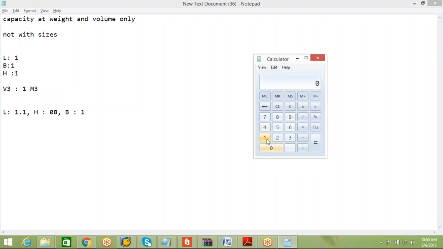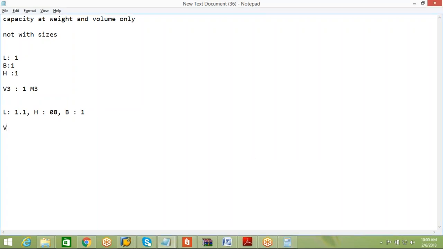Okay. Say 1.1 into 0.8 into 1. This volume is 0.88. Okay. I have only weighted volume check. Keep aside this weight, volume only. System will allow us to keep this volume of product into this bin.